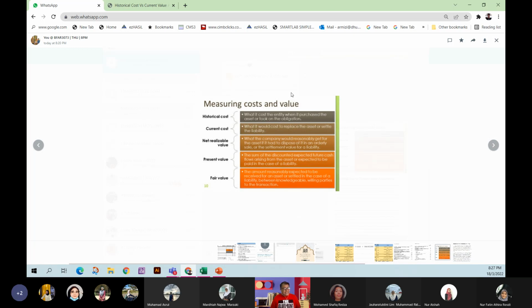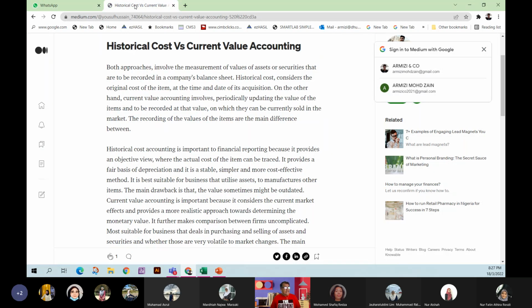Kalau you guna current cost, you akan letak tu value under bawah SOFP, you punya non-current asset building tu 6 million based on current value. Based on kalau ada orang nak beli, berapa harga bangunan you. Itu historical cost and current value. So ada advantage, ada disadvantage of using the historical cost and the current value accounting.